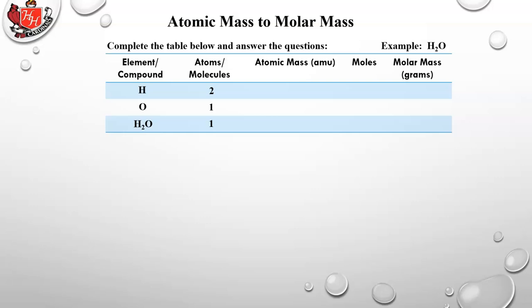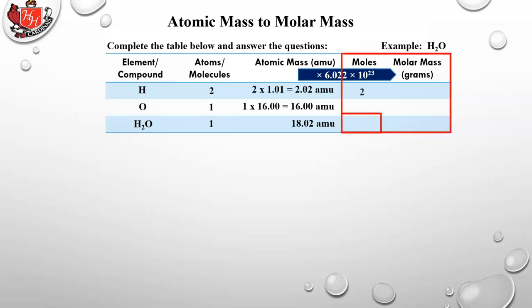All right, now the atomic mass unit from the periodic table is 1.01 times 2, which is 2.02. For oxygen, it's 1 times 16, and when you add all that together, you get 18.02 atomic mass units. Now, if we multiply the number of atoms and molecules of hydrogen, oxygen, and water by 6.022 times 10 to the 23rd, we get 2 moles of hydrogen. We get 1 mole of oxygen, and we get 1 mole of water molecules.